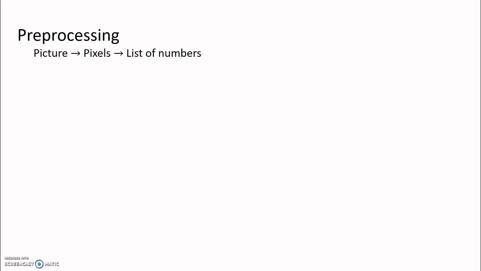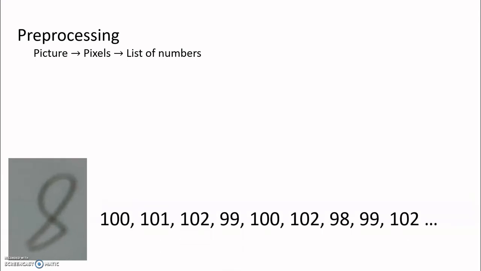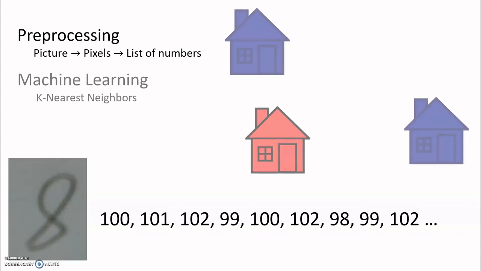Alright, so we've learned a lot so far. Let's look back at it and put it all together. So, the first step in our process was called pre-processing. This is where we turned our picture of a handwritten number into a long list of numbers, also called a vector in math talk. We do this for every picture we have of handwriting, where we know what the number actually is. The next step is the actual machine learning.